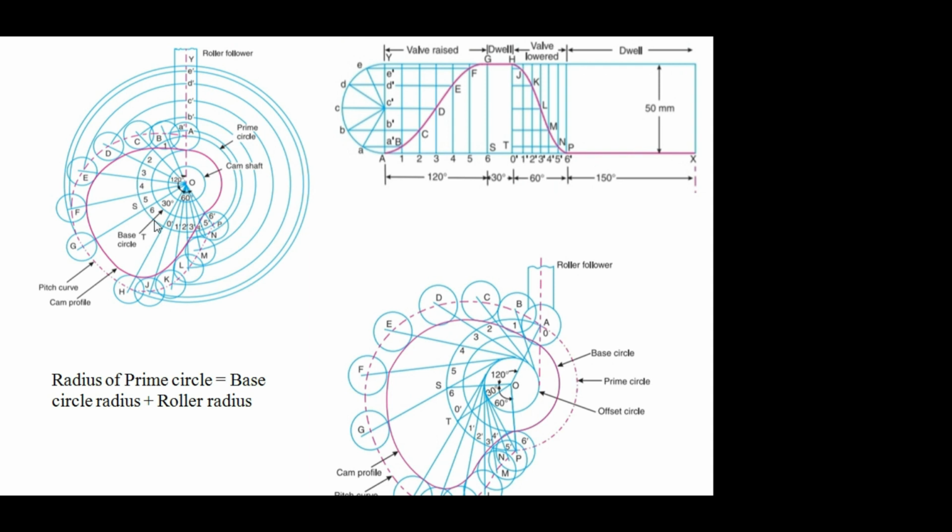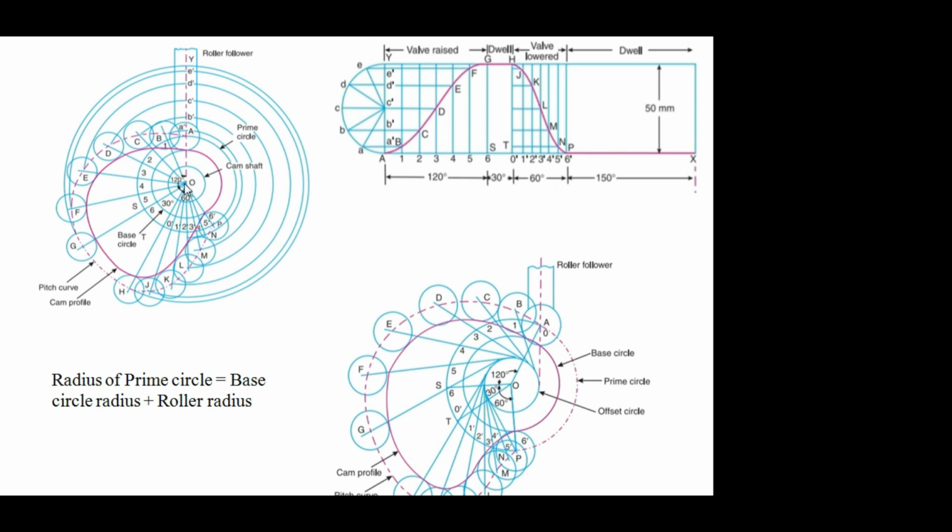Mark the points on the prime circle. Similarly, divide theta r in 6 equal parts, as theta r is divided here in displacement diagram with 6 equal parts. Here also you divide theta r in 6 equal parts. Here also in theta r, mark the points on prime circle. Don't mark the points on base circle. Now join the center of cam to point number 1 and extend it.